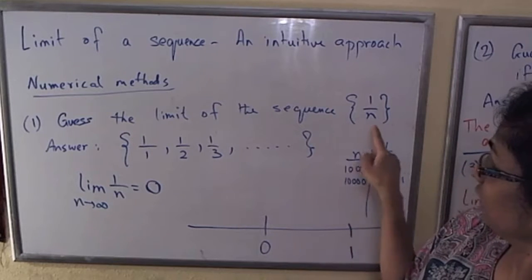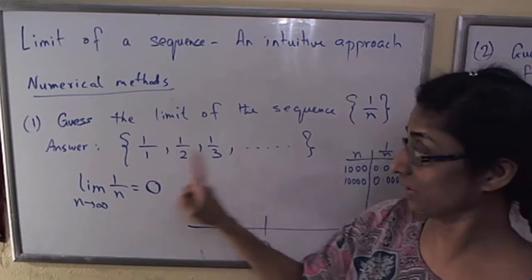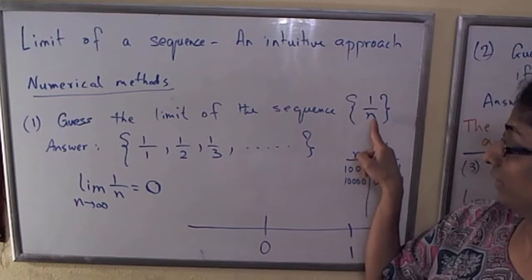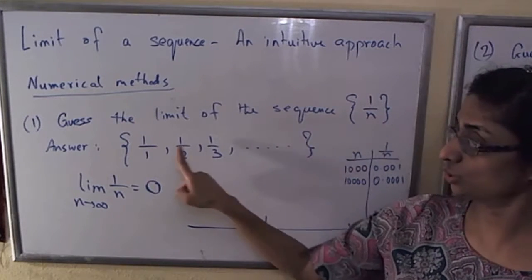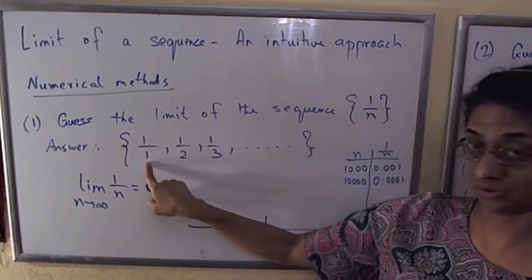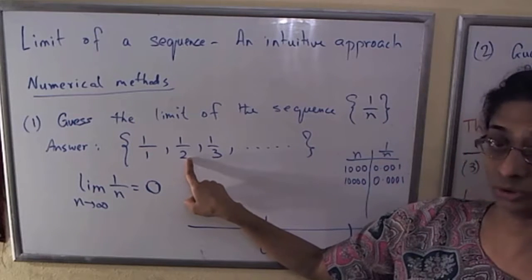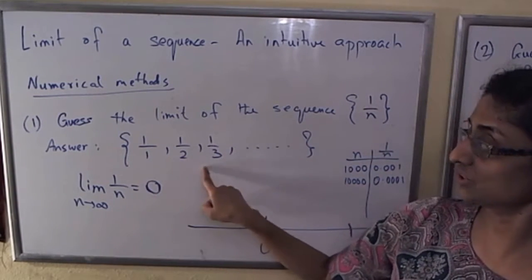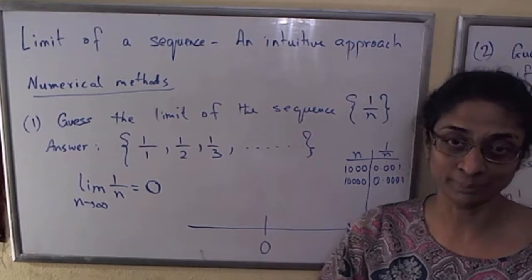So here this sequence 1 over n, if we expand it out, this is the sequence we have in mind. Remember, n is an element of the natural numbers. So to get the elements of the sequence, we put n equals 1 to get the first element of the sequence, n equals 2, that gives us the second element of the sequence, and so on, and that's how we get them. And we're looking at the sequence and thinking about plotting them on the number line.